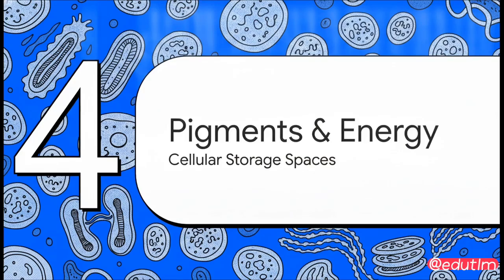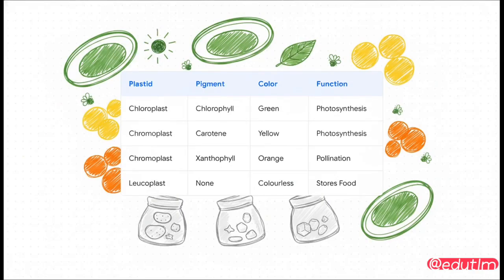Section 4. Pigments, energy, and storage. All right, let's zoom back out and walk through this visual summary of the plastids at work. First up, we have chloroplasts containing green chlorophyll, which is absolutely vital for photosynthesis. Then we have colored chromoplasts. These contain carotene, a yellow pigment that assists chlorophyll during photosynthesis, and xanthophyll, an orange pigment assisting in pollination. And finally, we have leucoplasts, which are entirely colorless, and their specific job is to store food. This color-coded diagram really shows just how specialized these microscopic structures are.